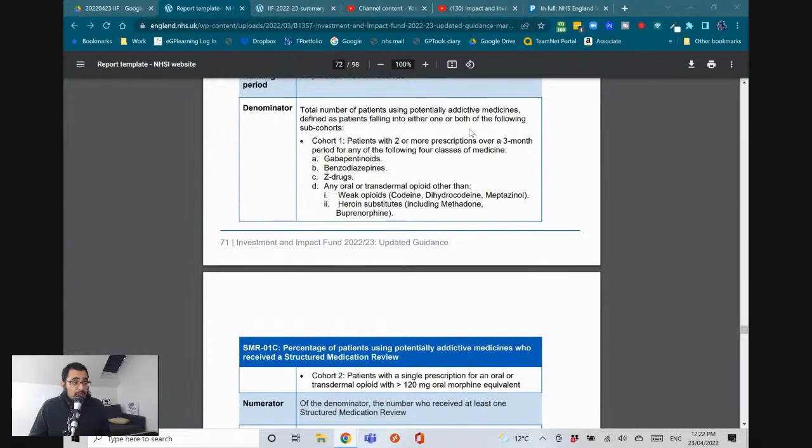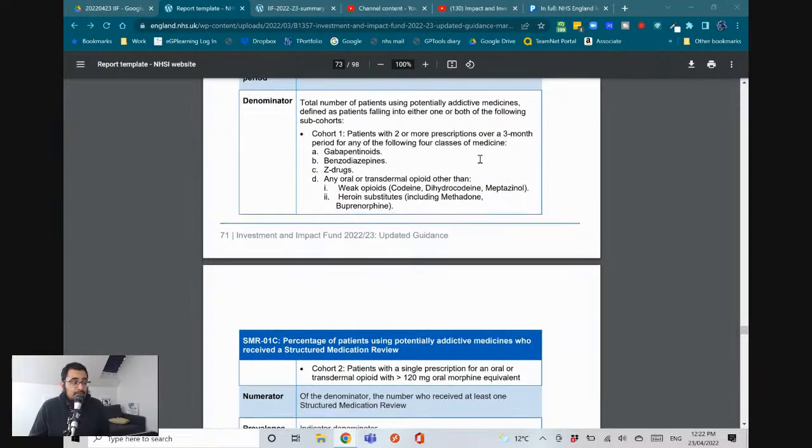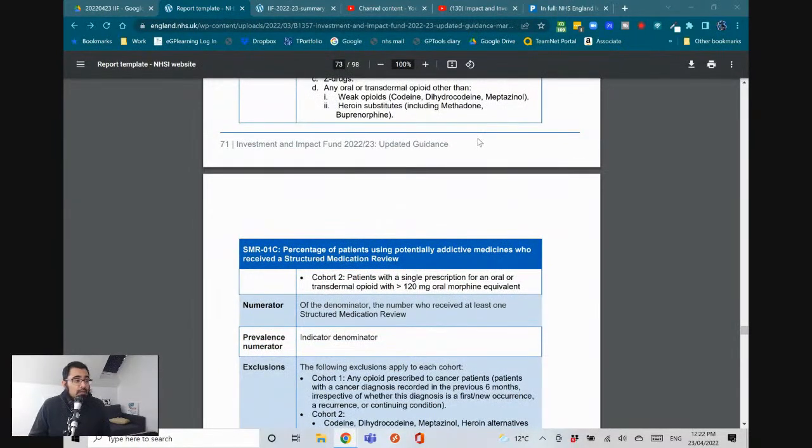Interestingly, tramadol is counted as a strong opiate according to this, as far as I can tell. So worth being aware of that. It doesn't include heroin substitutes though, and patients who receive more than 120 milligrams of morphine a day.